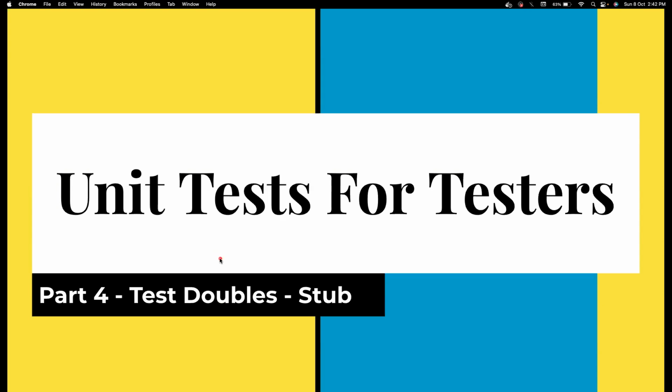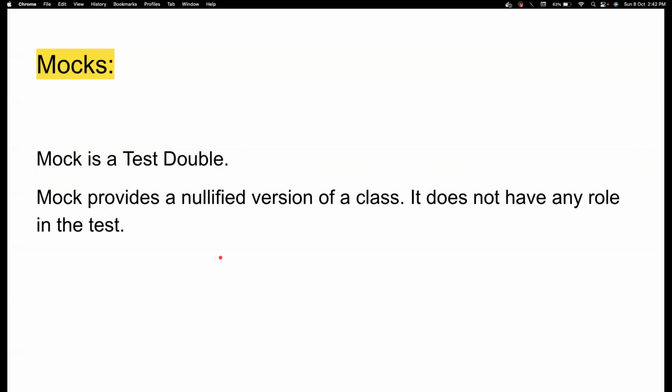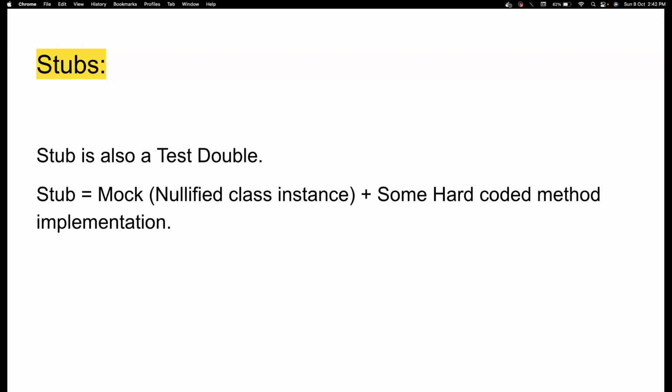All right. Again, we have learned that a mock is basically a nullified version of a class, and it doesn't really play any sort of role in a test. Now, coming back to Stub, it is also a testable, and the only difference is that Stub is basically a combination of your nullified class instance plus some hard-coded method implementation. For example, if there is a class called Student with a method called get salary, a Stub is basically telling the Student class's get salary method to return 10,000 rupees as the salary. So that's the Stub, right?